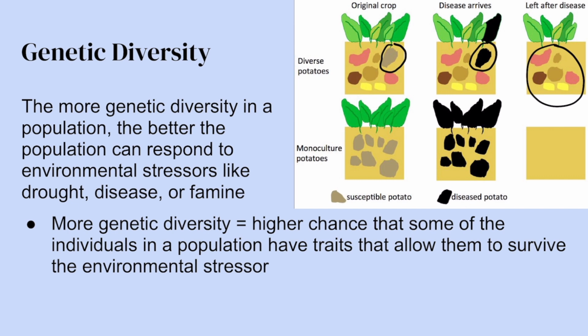So it's important to have this genetic diversity, because if you have monoculture potatoes, where all the potatoes are genetically identical, a disease rolls through and the entire crop is completely wiped out. The more genetic diversity you have, the more resilient a population can be in general, and also the less susceptible it is, especially to things like disease.